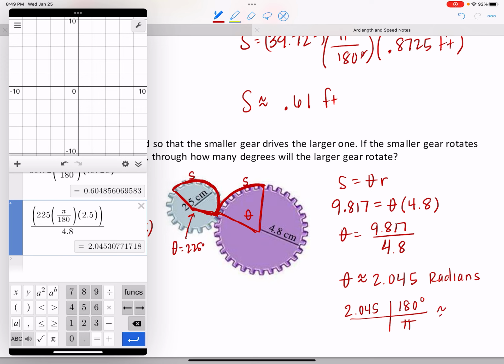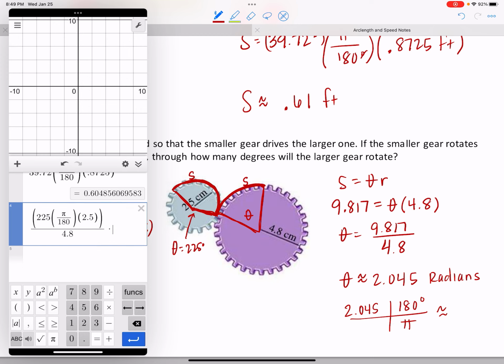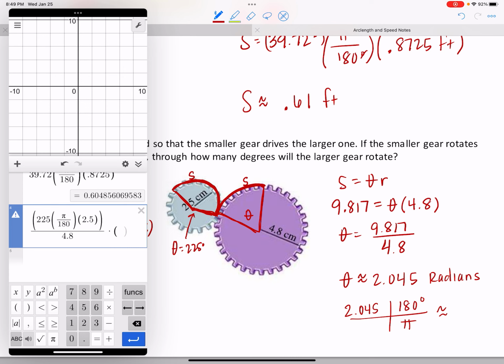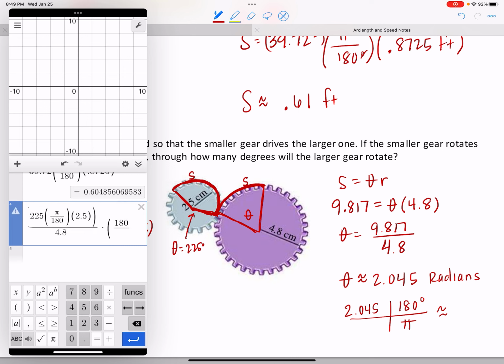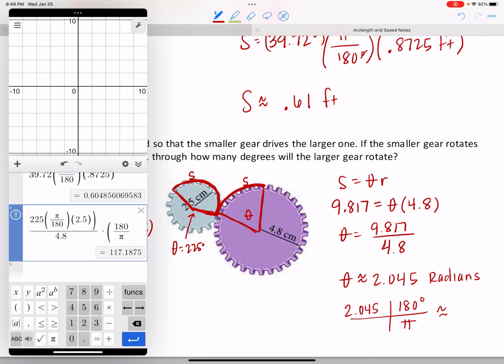So what's this going to get us? Again, I don't want to round, so I'm going to keep working with what I've got. There's my exact decimal still in my calculator. Now I want to multiply it by this fraction of 180 over pi. And now I can see I'm at 117.19 degrees. And that's going to be our final answer on that one.